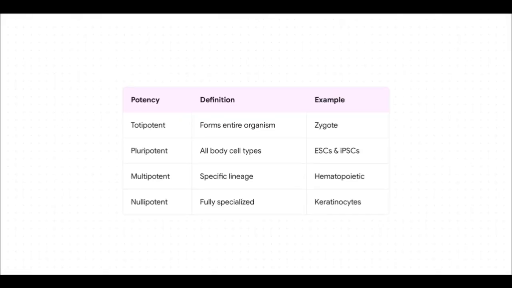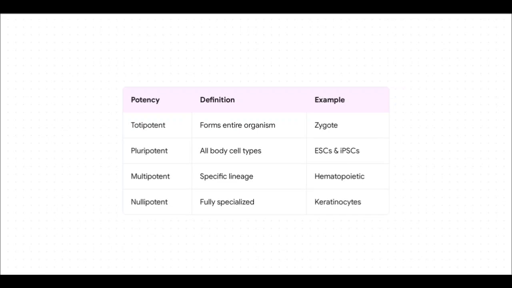Now, when we're sourcing those cells, we really have to evaluate their developmental potential. We call this the potency hierarchy. At the very top, you have the totipotent zygote. This has literally limitless potential. It forms the entire organism. A step down, we have pluripotent cells, like embryonic stem cells and induced pluripotent stem cells. These can build any cell type in the body proper.